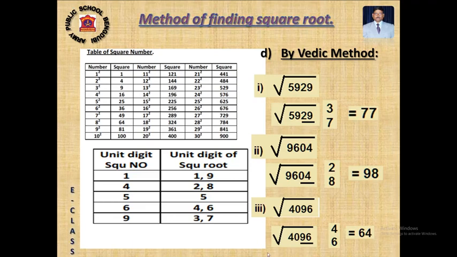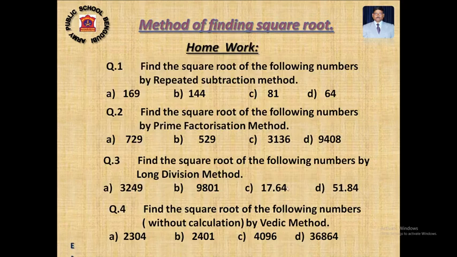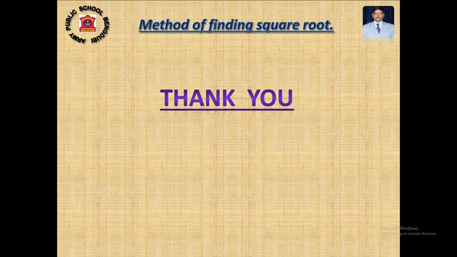Now I am giving you some task. I have taught you 4 different methods to find out square root. So on the basis of the 4 methods, I have given 4 questions: using repeated subtraction method, using prime factorization method, using long division method, and using Vedic method. If you have a fair notebook, you must do it on a fair notebook, and if you don't have, at least write it down in your rough notebook. When you get a fair notebook, you will just write it down.